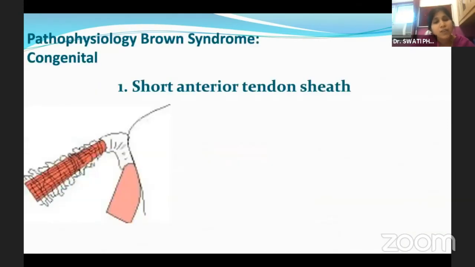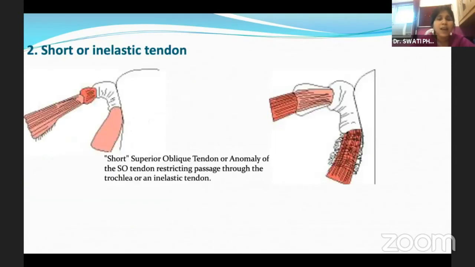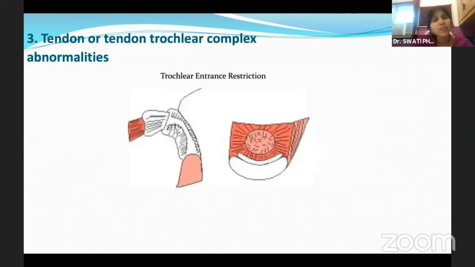The main cause of Brown syndrome is various problems at the level of the trochlea, or at the level of the tendon, or at the level of telescoping of the tendon from the sheath. So you may have a short anterior tendon sheath. You may have an inelastic tendon. Whenever the superior oblique acts, the tendon comes out of its sheath, and that allows the eye to move down. But if the tendon is short or inelastic, it may not be able to come out, and the eye may not be able to move. So there may be a problem with the trochlear complex itself.